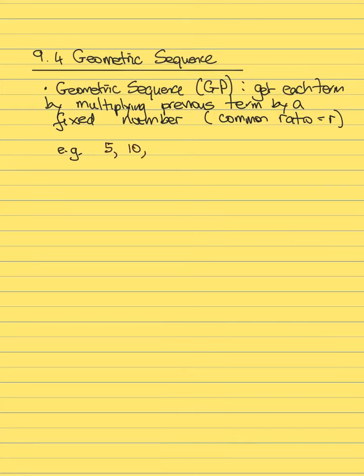For example, if we have the sequence 5, 10, 20, 40 and so on, well, we can see that the first term, we call it A, is 5, and then the common ratio we get by dividing the second term by the first term, and that gives us 2.